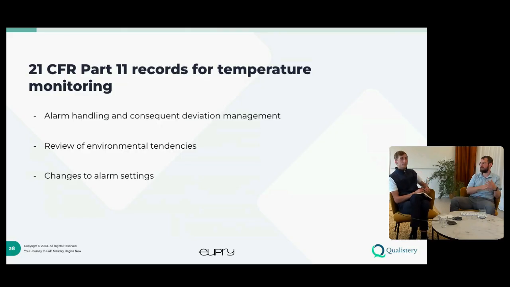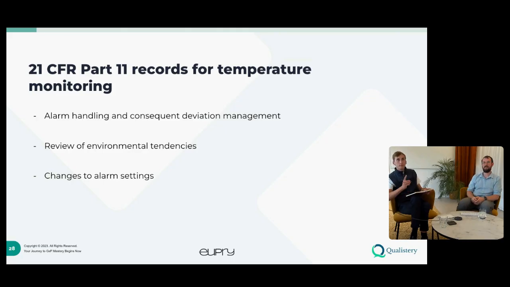Changes to alarm settings. When did you change it, and by which person, and at what point in time? That would also have to be linked to a specific person, which would then show up in an audit trail. You could make up tons more different types of records, but these are the most common ones in a temperature monitoring setting.